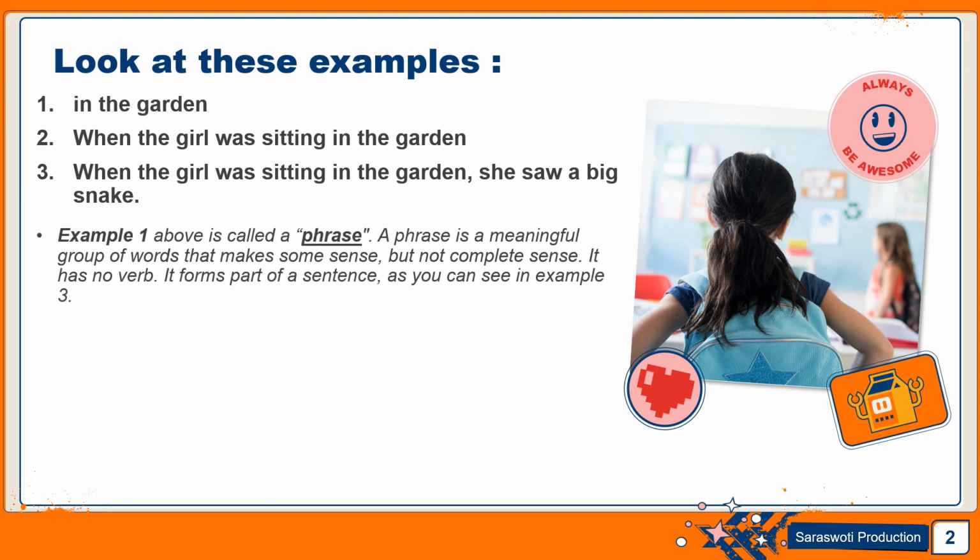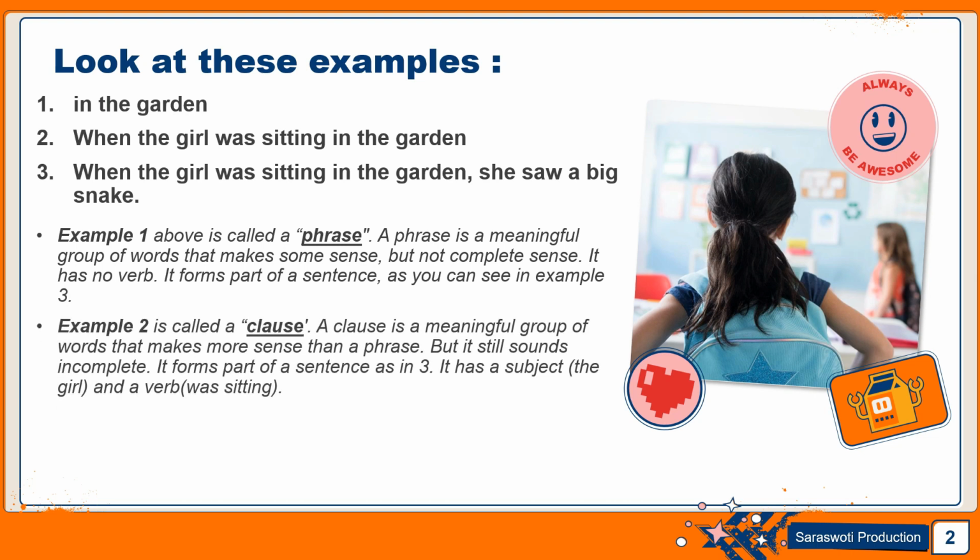Example 1 above is called a phrase. A phrase is a meaningful group of words that make some sense, but not complete sense. It has no verb. It forms a part of a sentence, as you can see in example 3.